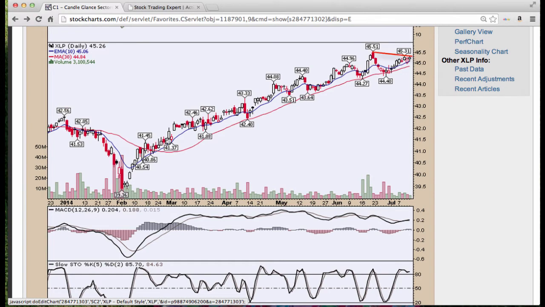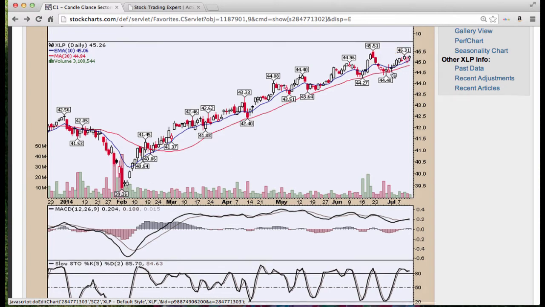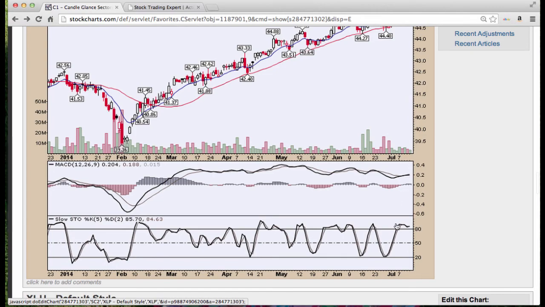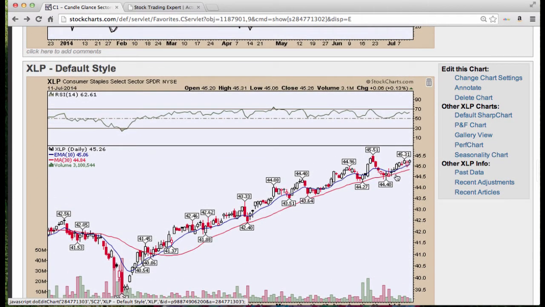XLP, consumer staples, we're trying for a new high, but we are extended all the way back from February lows at $39. We look pretty good here, but we are overbought and could see a move lower.